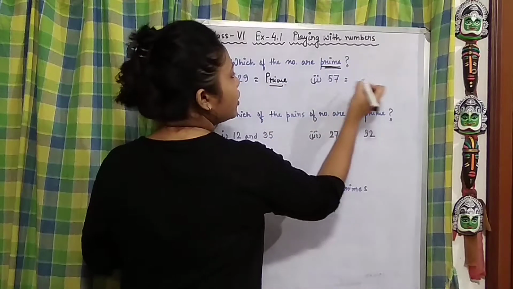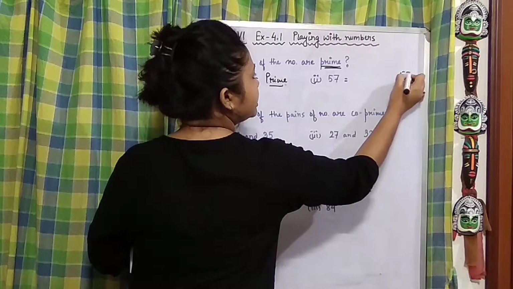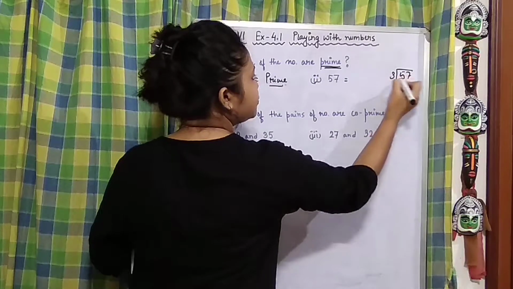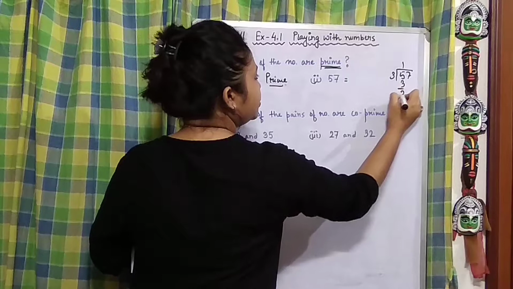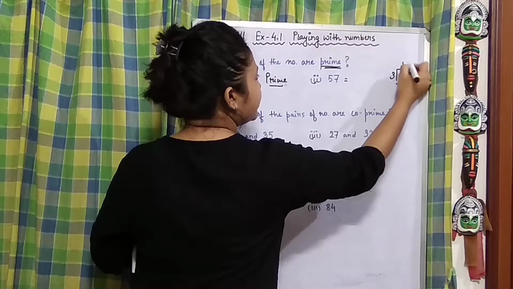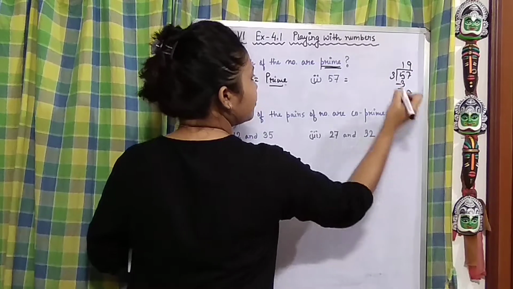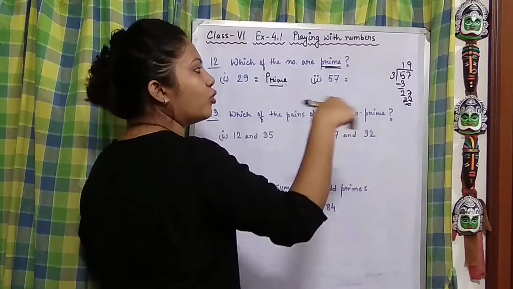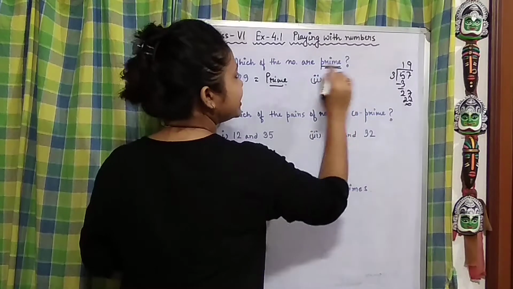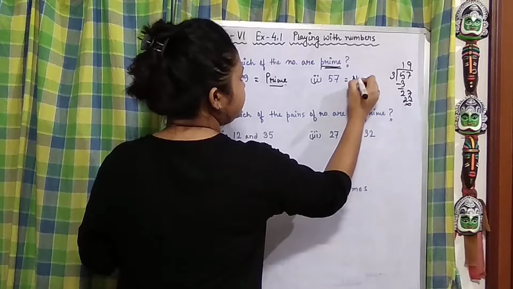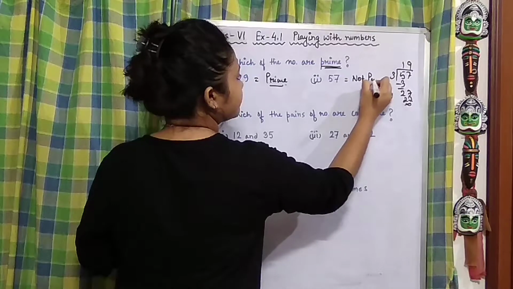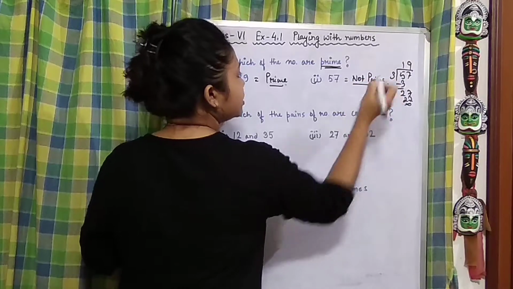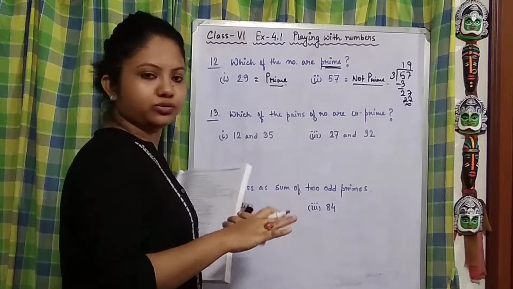But in case of 57, if we are dividing 57 by 3, so 3 nines are 27. We can see it can be divided by more than 2 numbers, so this is not a prime number. Alright. So you have to do the rest of the two numbers.